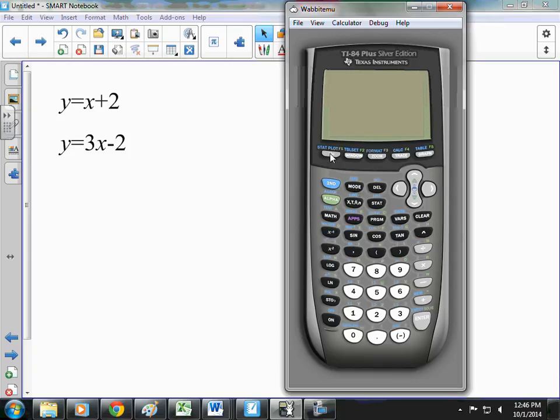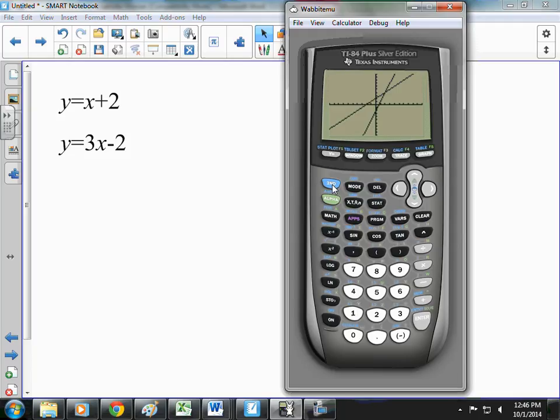The first thing to do is to press Y equals up there, and now I'm going to put in these equations. There's the variable button, plus 2, that's the first one, and then we've got 3x minus 2. Now I'm going to press graph. There's one, and there's the other, and we can see where they cross.